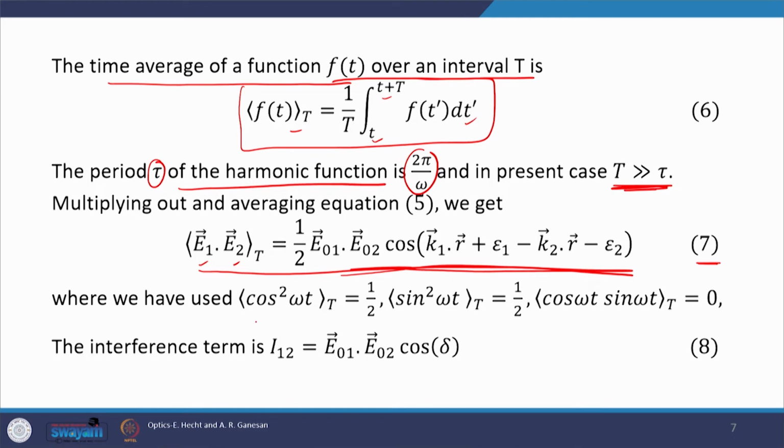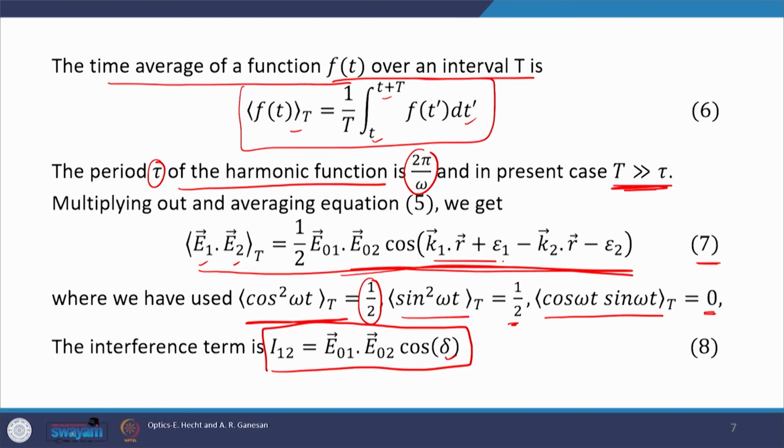And how did we calculate it? While taking the time average of cos square omega t, we substituted it with half. Similarly, the time average of sin square omega t is equal to half, and the time average of the cross term, which is cos omega t into sin omega t, is equal to 0. Yeah, this we can easily do. It is a simple integration. Therefore, the resultant interference term, which is half of the time average of E1 dot E2, is equal to E01 dot E02 into cosine delta, where delta is the phase difference.